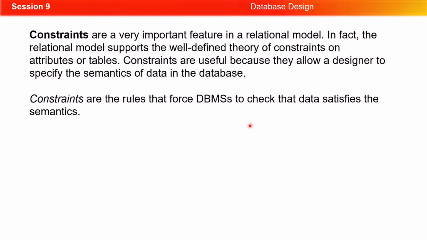So constraints sometimes come up as a topic which has a reputation for being a little confusing, but it's not really confusing at all. Constraints are an important feature in a relational data model. A constraint is almost always enforced by the database management product, and it has to do with the data that goes into a column. The relational model supports the well-defined theory of constraints on attributes and tables. So what we're going to do is constrain attributes or columns to only accept certain types of data.